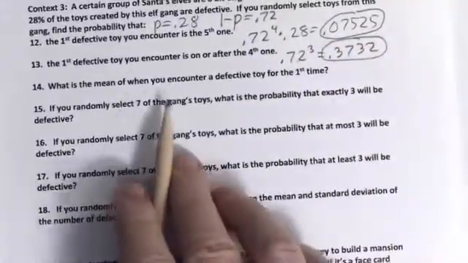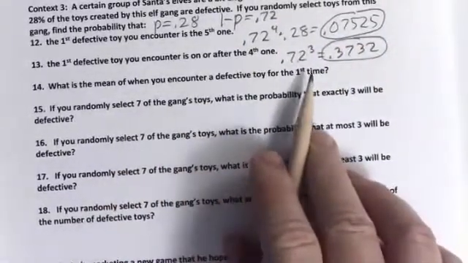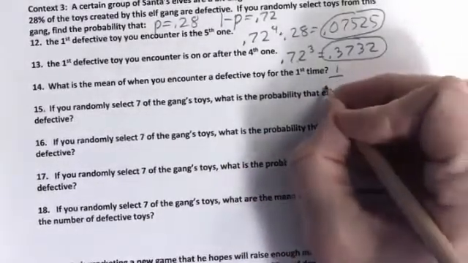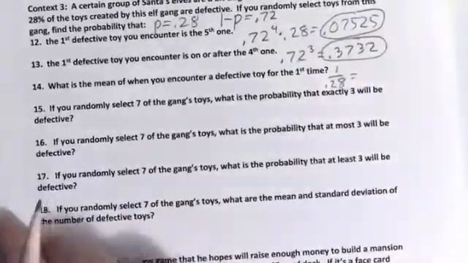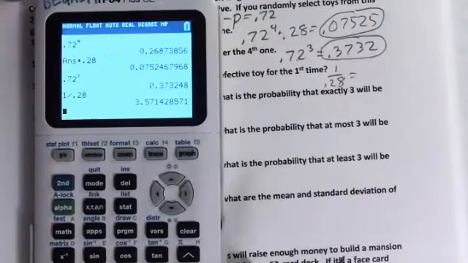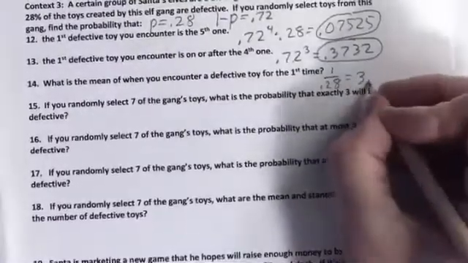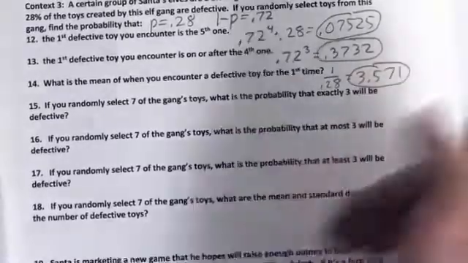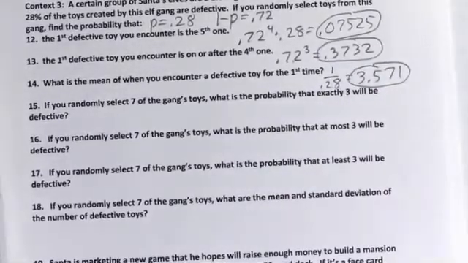What is the mean of when you would encounter a defective toy for the first time? The geometric mean is 1 over p. It is 1 over 0.28. And so let's see what that is. So 1 divided by 0.28. So that is 3.571. So that is the mean of a geometric situation.